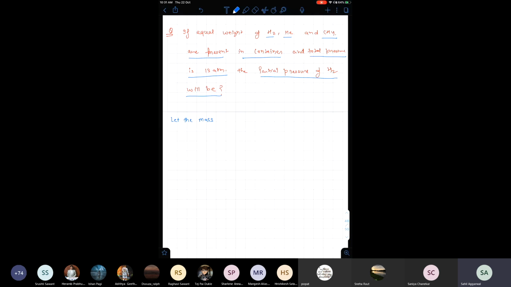Let the mass... What do we need? We need the partial pressure of hydrogen. It is x of hydrogen into total pressure, which is given to us. So we just want x of H2, and for that we should know the total moles.